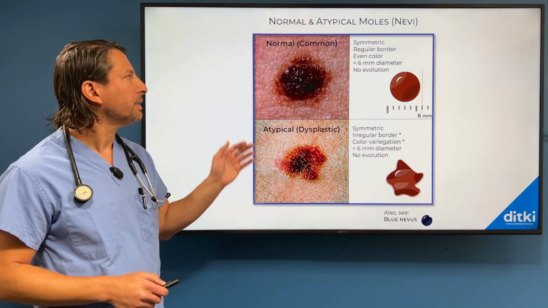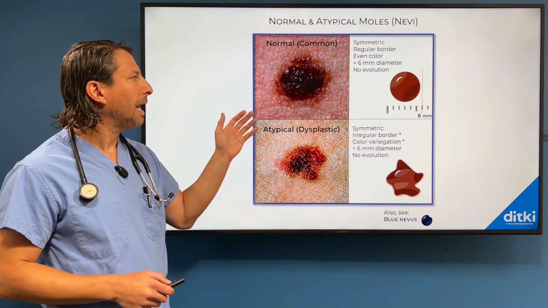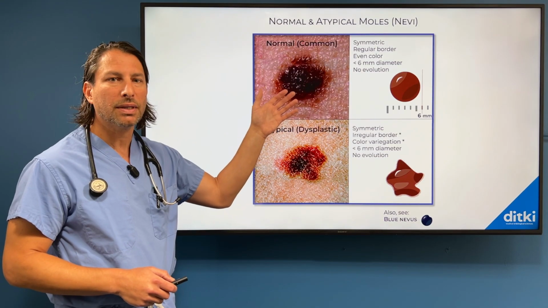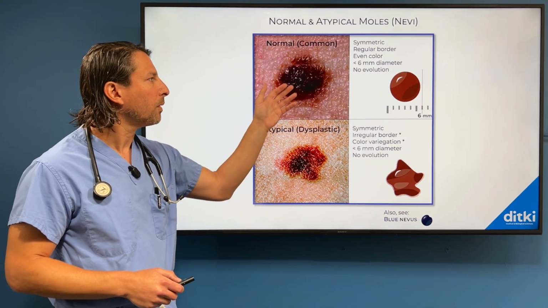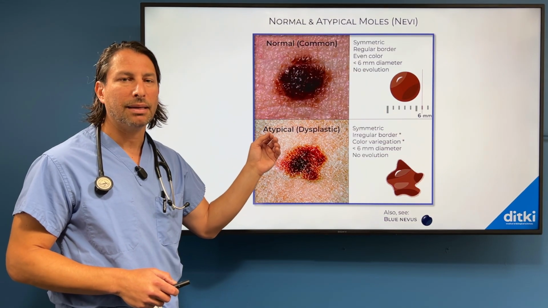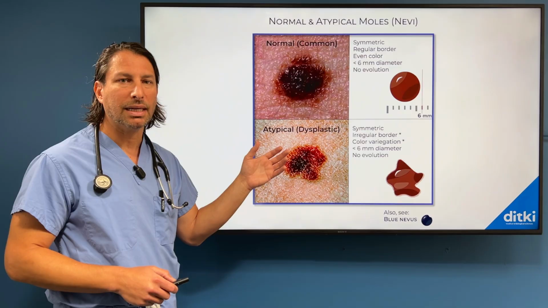We'll start with moles here. So there are normal common moles. The key characteristics is that they're symmetric, they have a regular border, they have an even color, they're less than 6 millimeters in diameter, and they do not evolve over time.